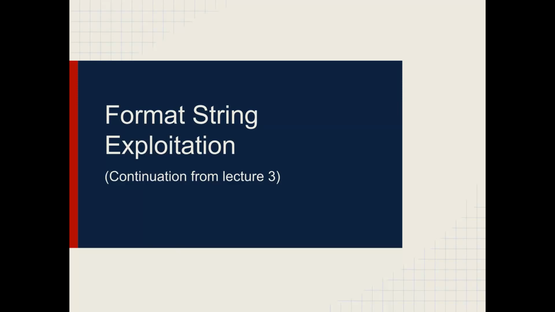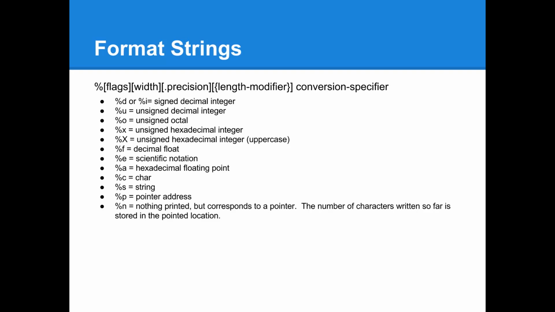So let's continue to format string exploitation and have 2 demos on this. Slides here are very much a recap. We covered in lecture 3 at the end of it the flags, the width, the dot precision specifier, the length modifier, and finally the conversion specifier. All of these let you see values on the stack. However, %n is the only one that allows you to write. Nothing will be printed, but it writes the amount of characters written so far to a corresponding pointer located on the stack.